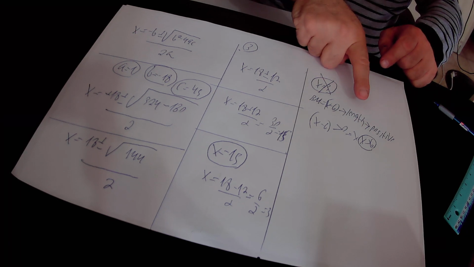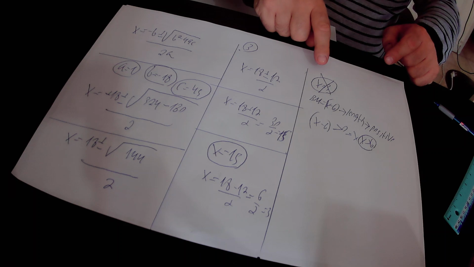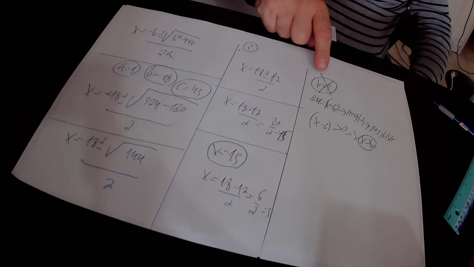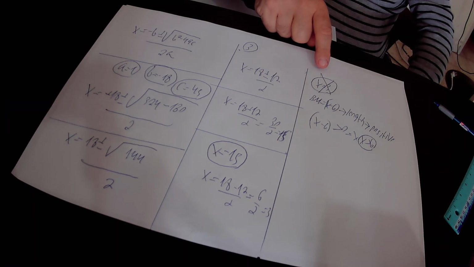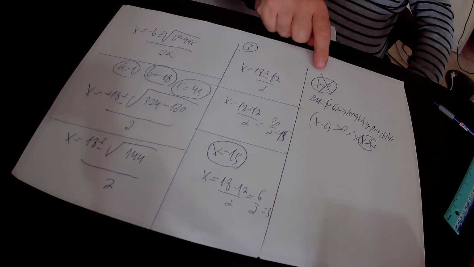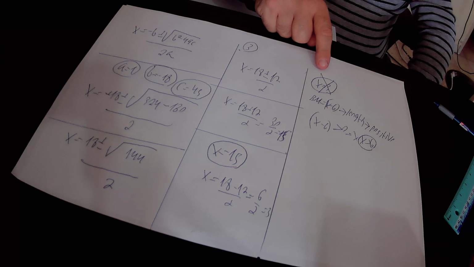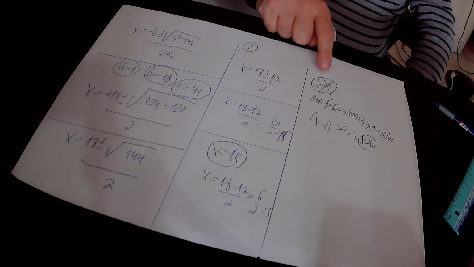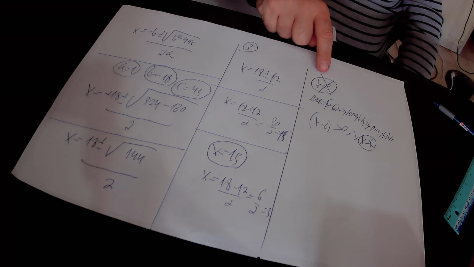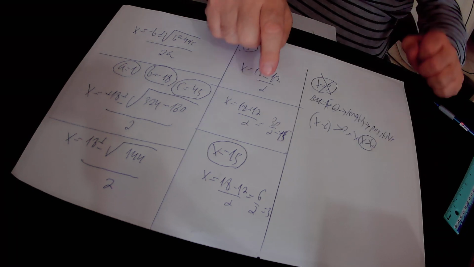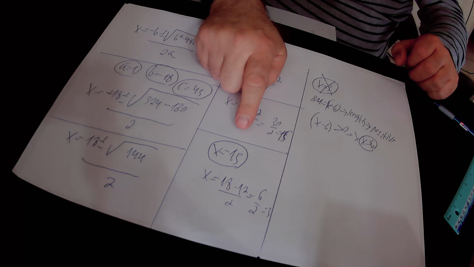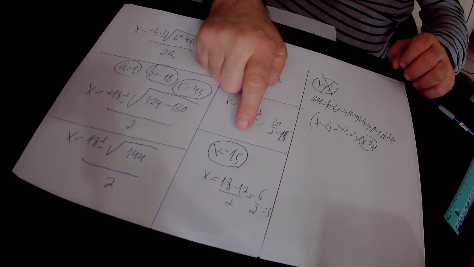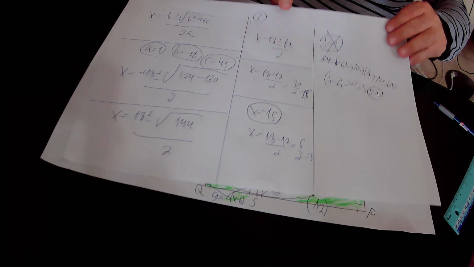So x must be greater than 6, but if x equals 3, x is less than 6. Therefore x can never be equal to 3, because x must be greater than 6 and 3 is less than 6. So cancel this solution, x equals 3, and we are left with only one possible solution, x equals 15.